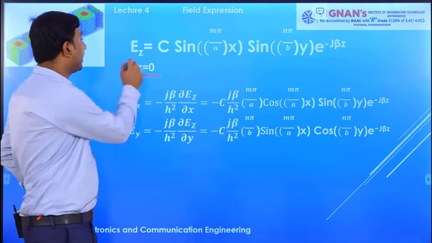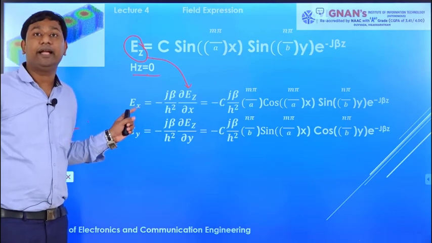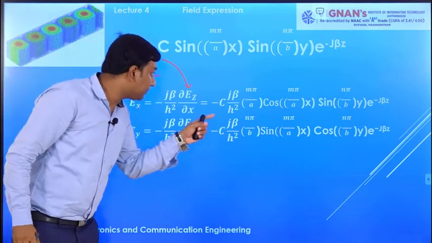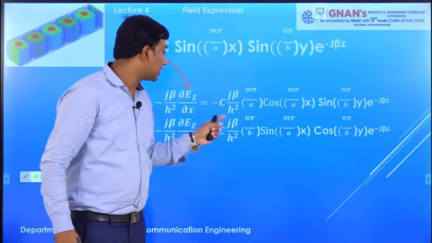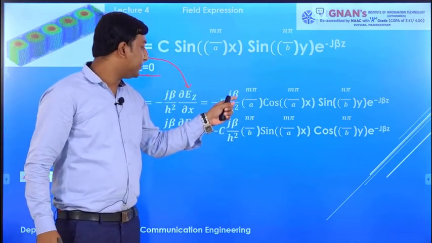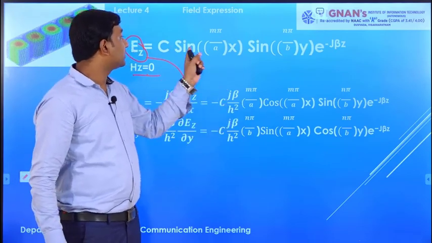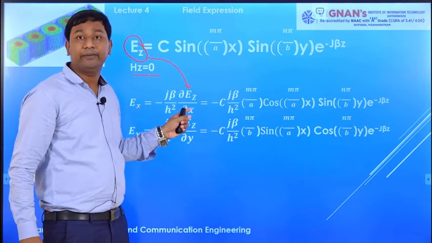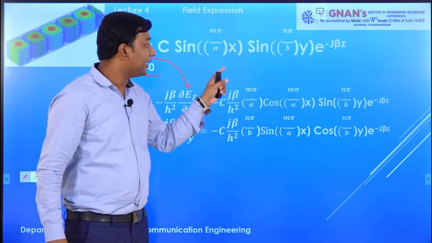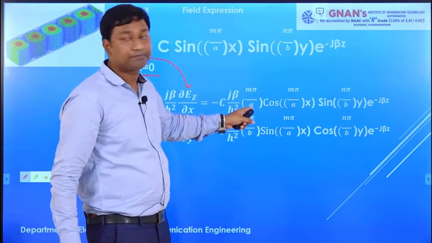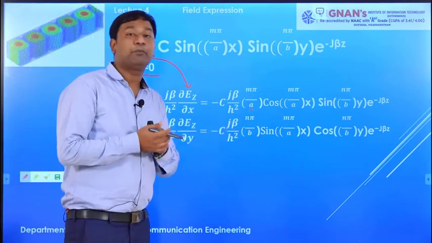We place Ez there and find the values of Ex and Ey by taking the partial derivative. Partial derivative of this part: minus C j beta divided by k c square is the constant, so C will come there. Cos appears instead of sin for the x derivative, since the derivative of sin is cos, and the constant m pi by a will also come there. Similarly, Ey is also found by taking the partial derivative.